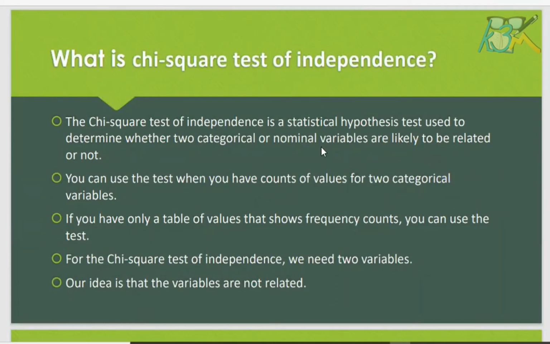So, it is a statistical hypothesis test used to determine whether two categorical or nominal variables are likely to be related or not. So, dito naman, yung variables na involved is categorical or nominal. So, before, yung non-parametric test, diba yung Kruskal-Wallis, yung tatlong non-parametric test natin, yung involved na variable doon ay ordinal. So, dito naman, categorical pati nominal.